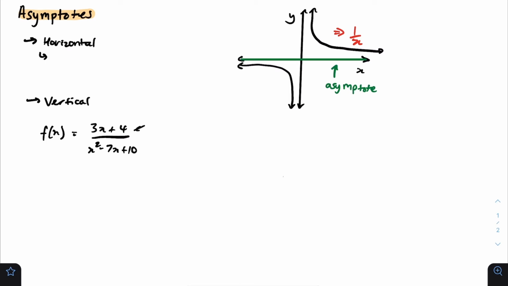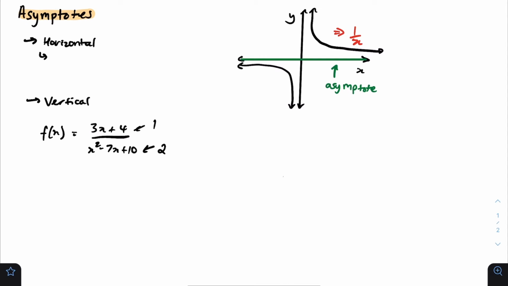we say that the numerator has a highest degree of 1, because x to the power of 1 is the highest value of x. Here, however, the denominator is degree 2, because x squared is the highest one. So this is how we look at horizontal asymptotes, based on the numerator's and denominator's degrees, the highest powers of x.